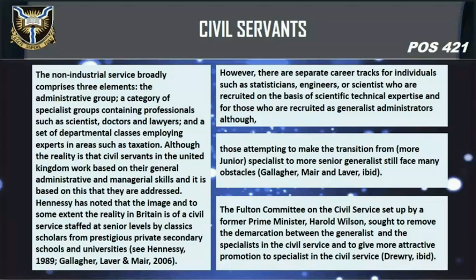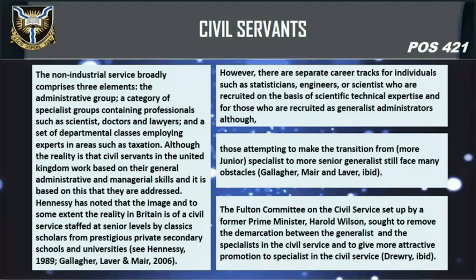Gallagher, Lever and Minogue have noted that the image and to some extent the reality in Britain is of a civil service staffed at senior level by classic scholars from prestigious private secondary schools and universities. See Gallagher, Lever and Minogue 2006. However, there are separate career tracks for individuals such as statisticians, engineers or scientists who are recruited on the basis of scientific technical expertise, and for those who are recruited as generalist administrators, although those attempting to make the transition from specialist to more senior generalist still face many obstacles.